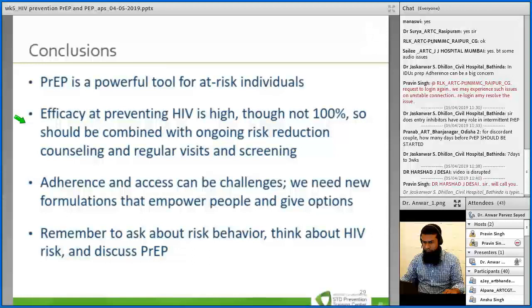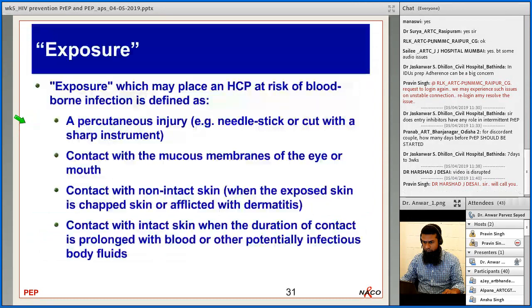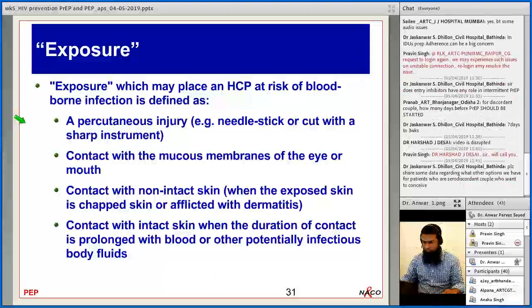In presence of treat-all, however, if the positive partner has an undetectable viral load, then the role of PrEP has not been explained. No one knows how to explain that. But that is one thing which needs to be thought about before prescribing PrEP.